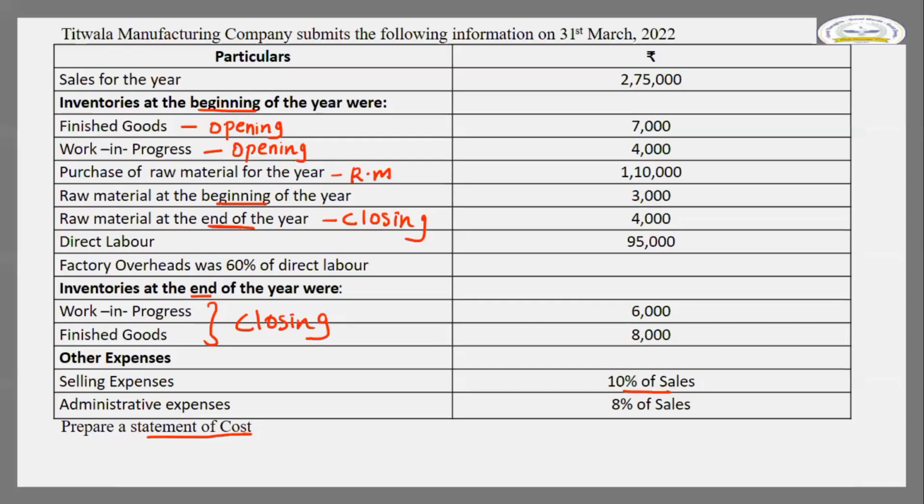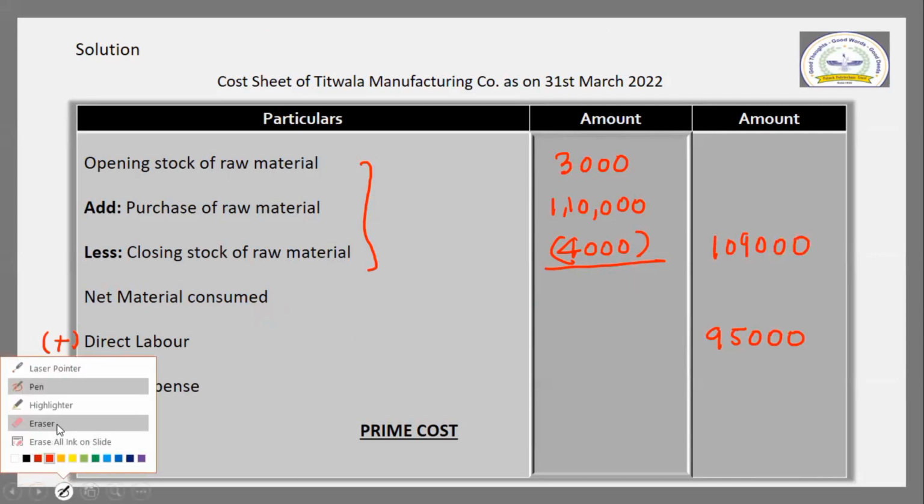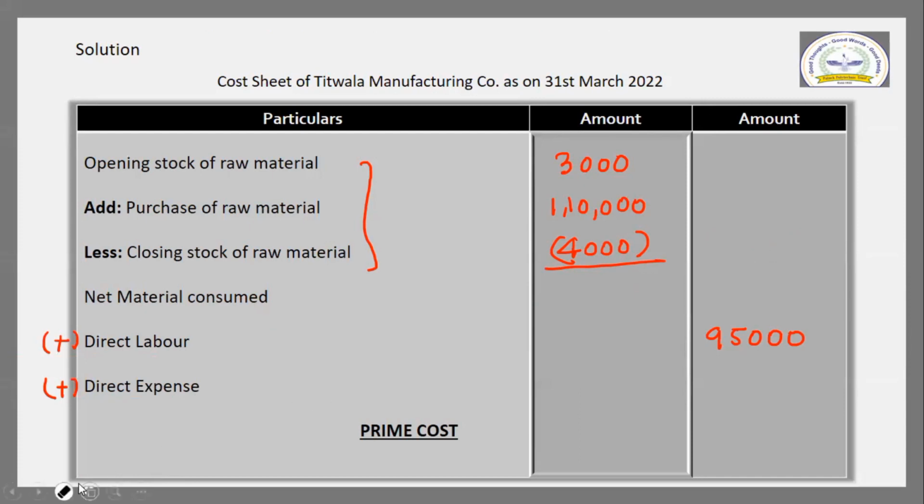Now nothing is left in the question, we are just going to add opening stock of raw material 3,000 rupees, add purchases of raw material 1,10,000, less closing stock of raw material, we are going to deduct 4,000. So the amount is 1,09,000. This is net material consumed. We'll write 1,09,000 in front of net material consumed. Then direct expenses. Direct expenses is not given in the question. So we'll write nil.